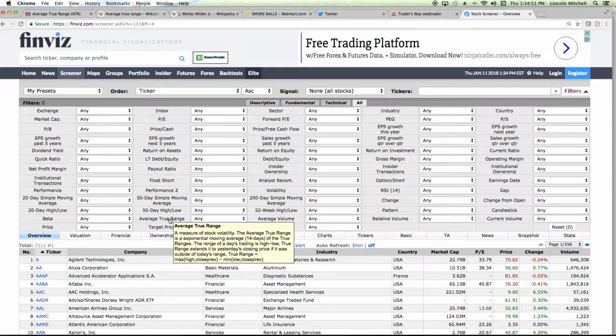A measure of stock volatility. The average true range is an exponential moving average, 14 days. Okay, let's stop right there. Most of the time, it represents 14 candles. Many times it doesn't just go back 14 days. It goes back actually 14 candles. You take an average of the 14 candles.